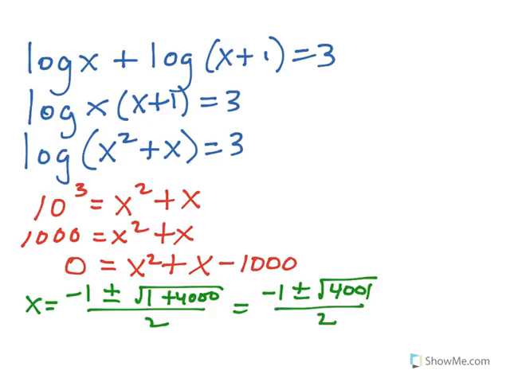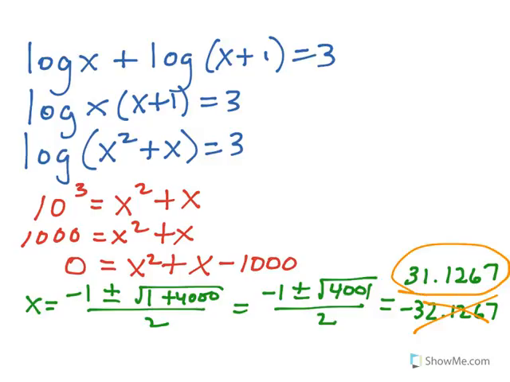Now, your teacher might prefer simplified radicals, but I'm going to use decimal approximations. So when I take out my calculator, I evaluate this and I get that x is either positive 31.1267 or it's negative 32.1267. So I go back to my original equation and I see I've got to log my x, so I am going to dump the negative 32 and say that x equals 31.126.